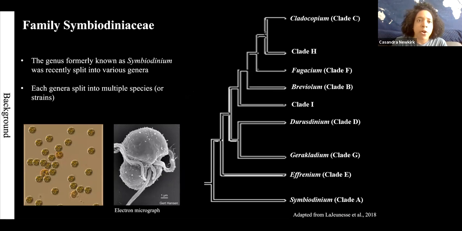So this is a family called the family Symbiodiniaceae. It used to be a genus called Symbiodinium. And about 3 years ago now, it was split into various genera. Each genera was split into multiple species and or strains. So again, on the bottom here, we have some close-up images of the algae themselves. And on the side, this is the tree that came from the 2018 paper that shows the old clade names along with their new genus names. And so again, under each genus, you can have an abundance of strains, and each strain can have different characteristics.